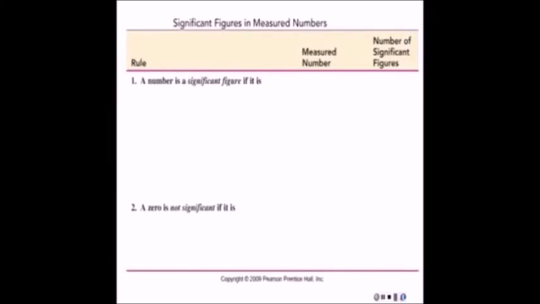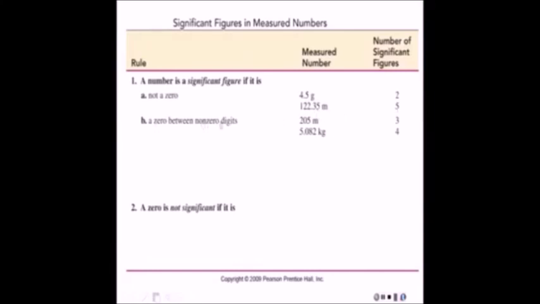Okay, now let's go over the rules for significant figures. And it's really all about the zeros. All right, the first rule: a number is a significant figure if it's not a 0. And here are examples. Notice that's 2 significant figures. 5, that's 5 significant figures.